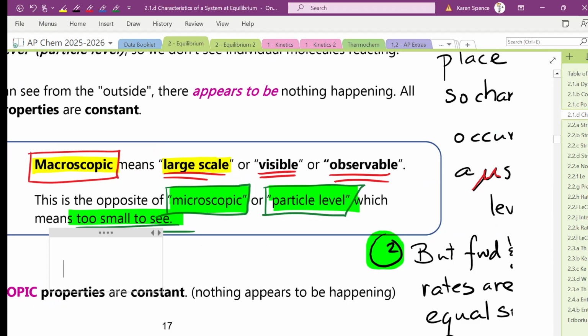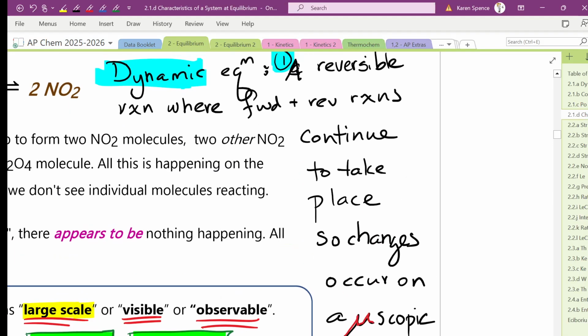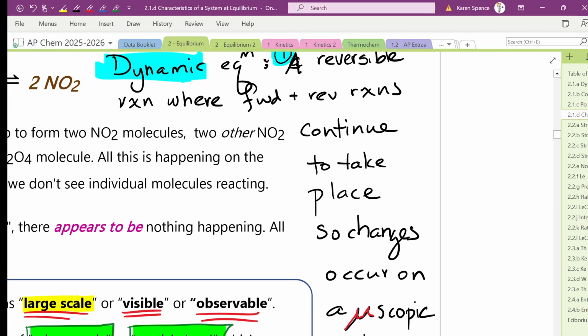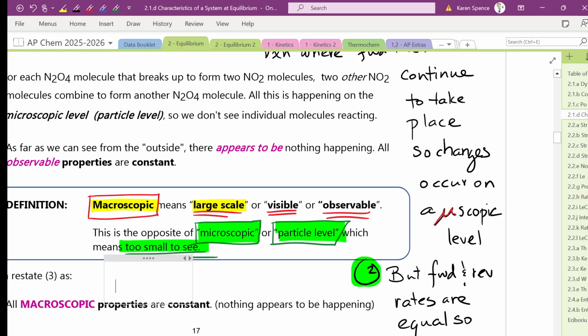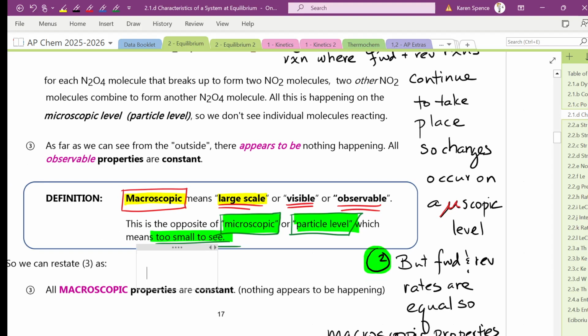You look puzzled, Dorothy. It's okay? All right. Okay. So there appears to be nothing happening, but down at the particle level, all sorts of changes are happening. Yes? Okay.